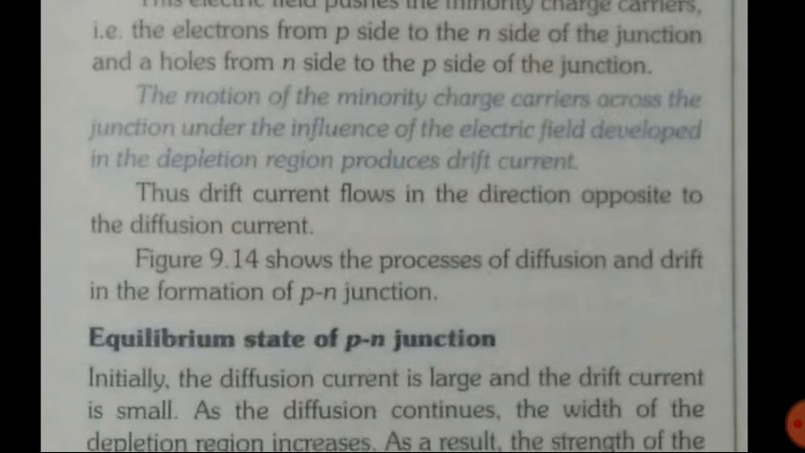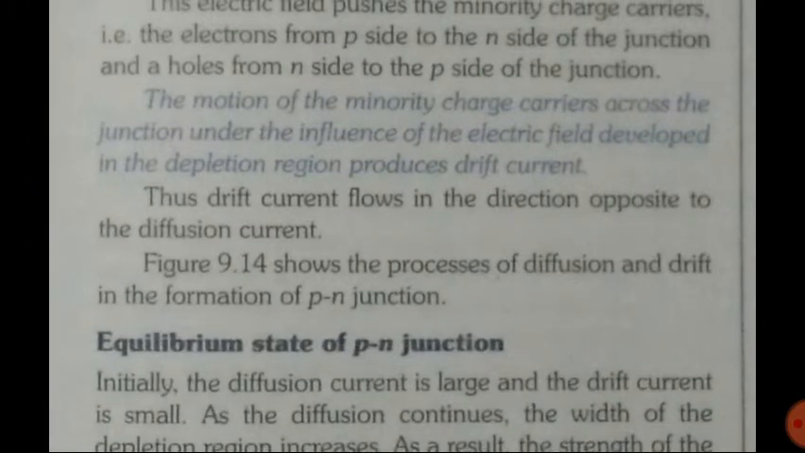Then the third process is the motion of the minority charge carriers across the junction under the influence of the electric field developed in the depletion region, which produces drift current. In the junction, majority charge carriers created the depletion region, but minority charge carriers are also there. Because of the minority charge carriers, that is holes on the n type and electrons on the p type, a drift current also flows.